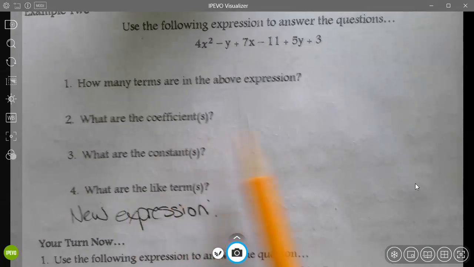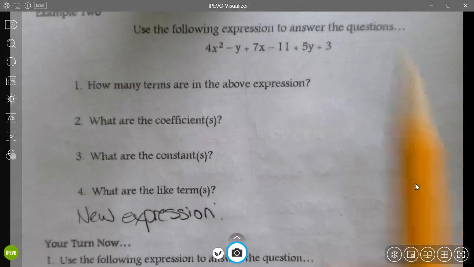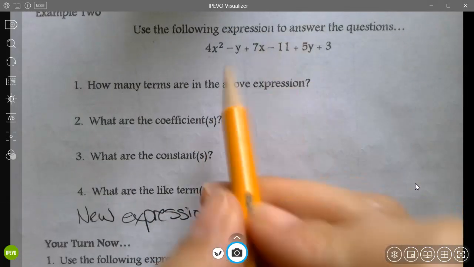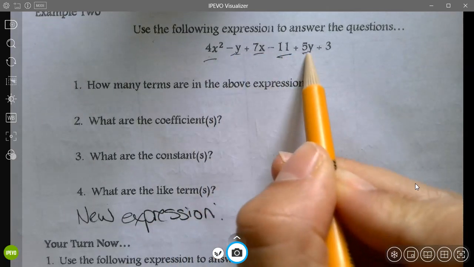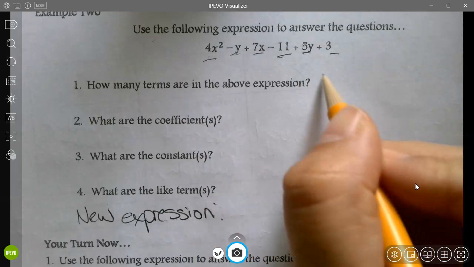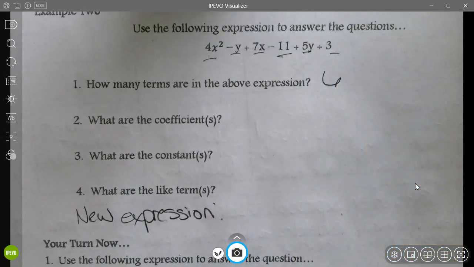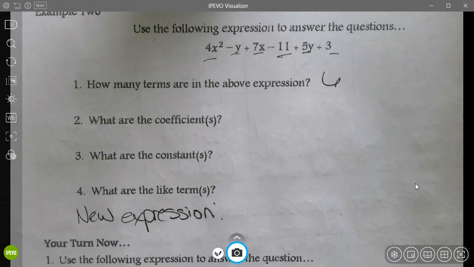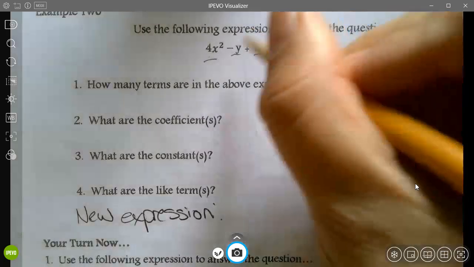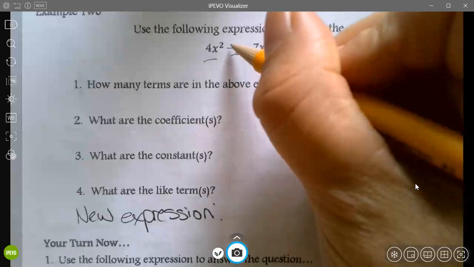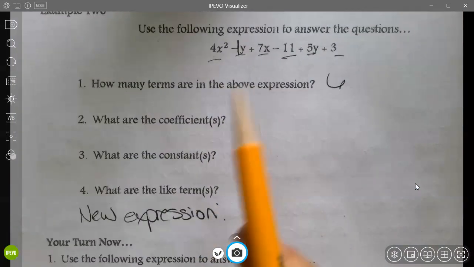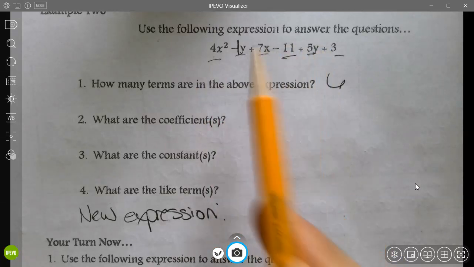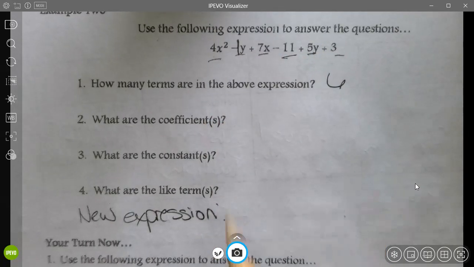Number 1, how many terms are in the above expression? Terms are separated by math operations. So I have 1, 2, 3, 4, 5, 6. I have 6 terms. What are the coefficients? Coefficients have a variable with them. There's not a number with my y, so I'm going to go ahead and just put a 1 in front of the y. And that way, every variable has a number with it. So what are my coefficients?